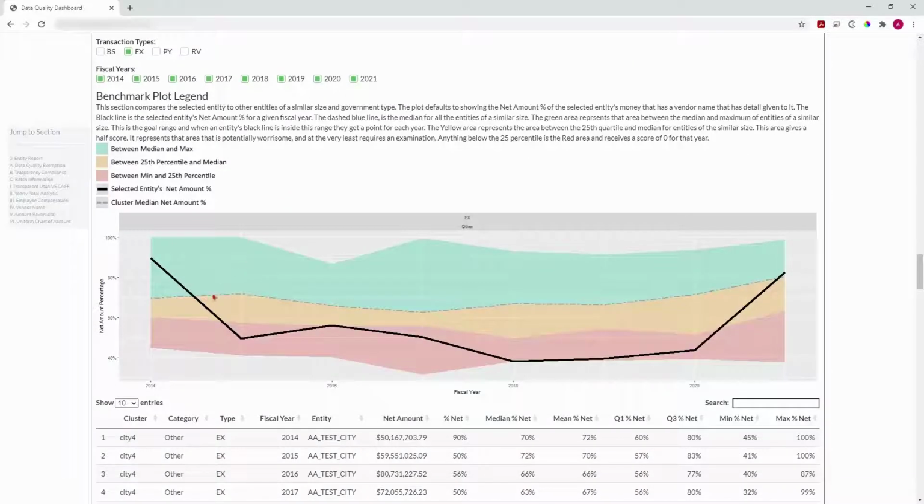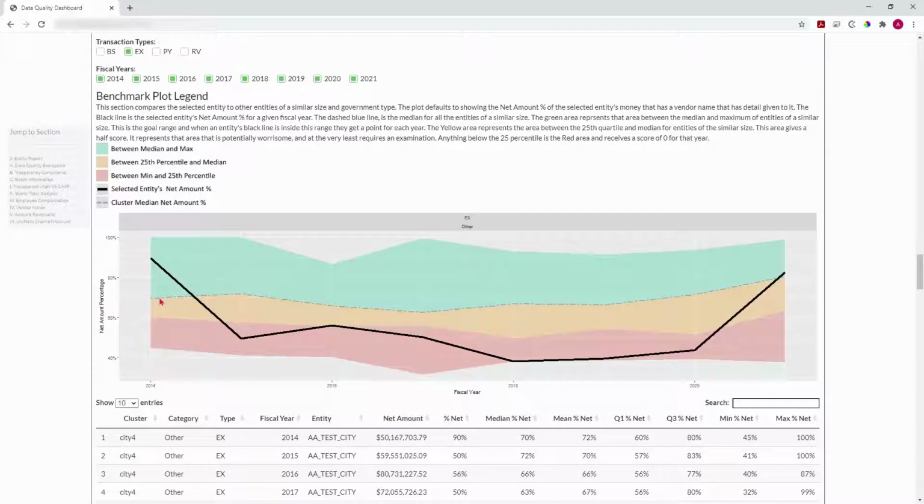And in our entity, we can see that for the given following fiscal years, what net amount percentage was in the category of other, meaning there was detail given. We can see in 2014, a fairly high amount of detail was provided, over 80%, and the same thing in 2021. However, in the middle years here, it appears there was a lack of detail provided. These bands correspond to other entities of a similar size and government type, and what their scores were for these fiscal years. So in our test city, we can see that they were well below the median.